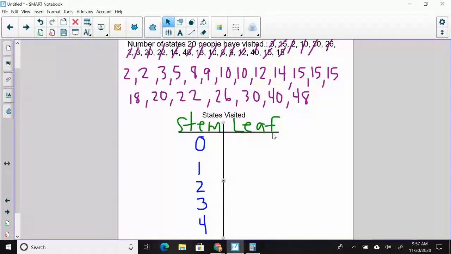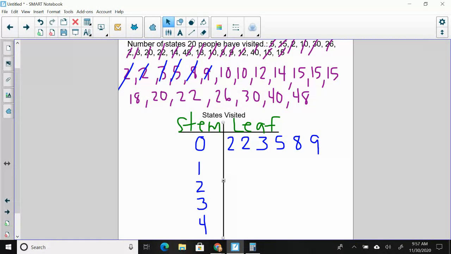All right. So now we can start making our stem and leaf plot. So we have 2 2s, so we need a 2 and another 2, and I'm going to cross off as we go along. We have a 3, a 5, an 8, and a 9.